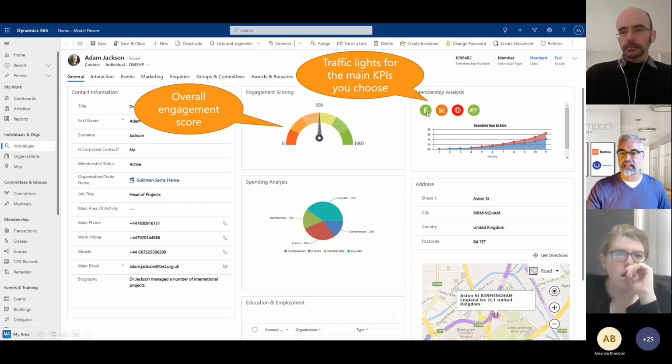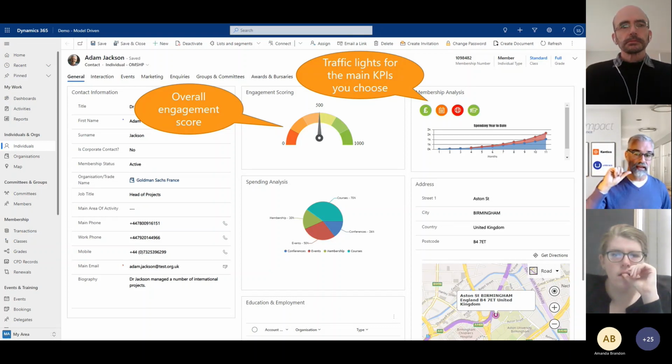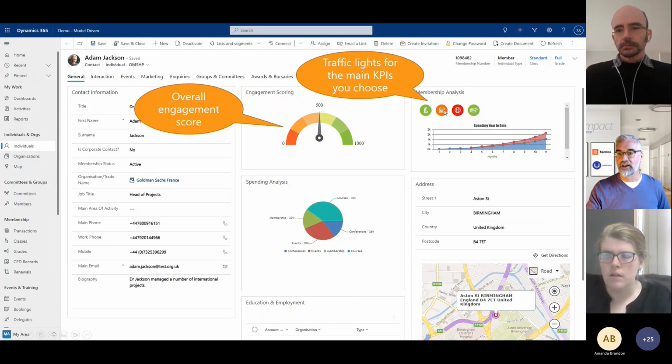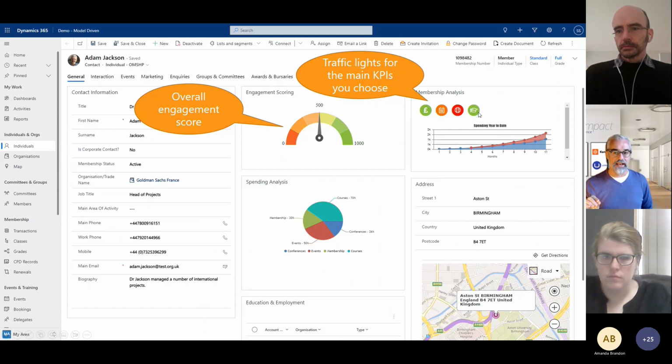So these are things like, what's their spend? Well, their spend's actually, for this guy, in range of what you'd expect him to spend. When did he last interact with you? Well, that's orange, so it's some time ago. How long since he visited your website? Well, that's a long time, because that's red. And when did he last come to some exams or training or do some CPD? Well, that's green. So you can very quickly measure and see at a glance different things.